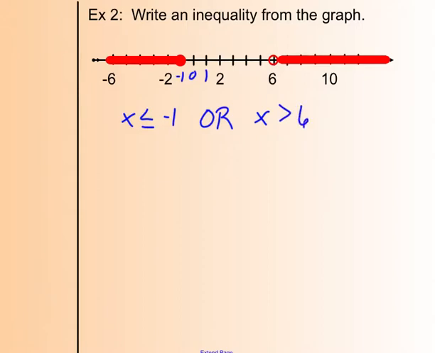And you can make your inequalities a little bit more fancy if you want to. You could maybe multiply both sides by 2, add 3 over here to make it look a little bit more complicated. But any variation where when you solve it, you get x is less than or equal to -1 or x is greater than 6 will give you the same results.